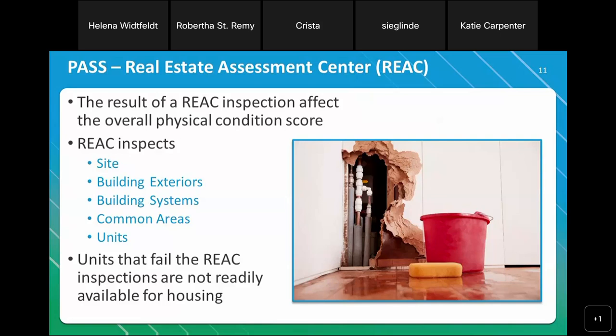Again, we had these in the earlier webinars. This is just a reminder, but you always want to have somebody with eyes on the property, saying, these are the types of conditions we need to pay attention to in order to maximize your scores. Units that fail the REAC inspections are not readily available for housing. So ultimately, two major things happen. We are unable to house people, and then, of course, we are not able to necessarily receive the funding that we need to operate the units. Next slide, please.